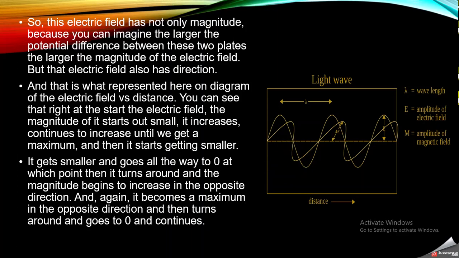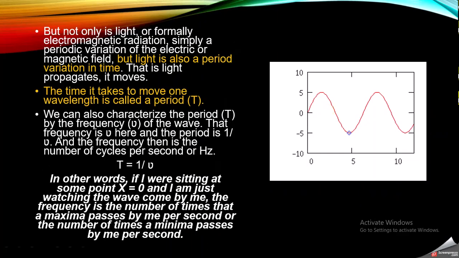For waves, the distance between any two of these positive amplitudes, which are also called crests, is called lambda. And similarly, the distance between these two negative amplitudes is also called lambda. So this is the wavelength of any wave, particularly the light wave. But not only light, or we call it electromagnetic radiation, it is not only the periodic variation of electric field or magnetic field, but light is also a periodic variation in time. That is, light propagates, it moves a certain distance in a certain time.